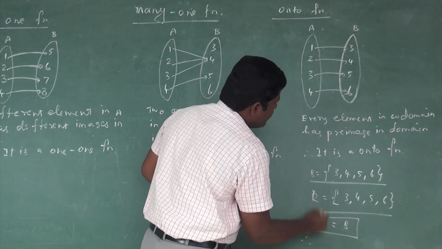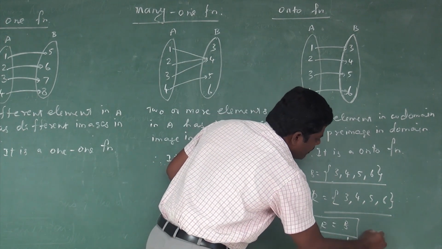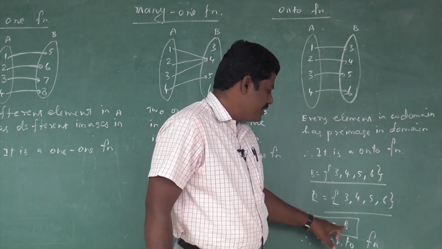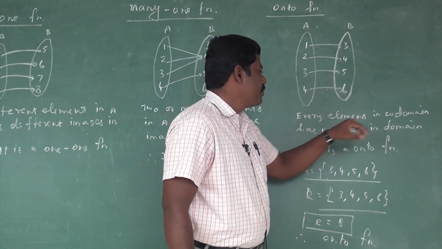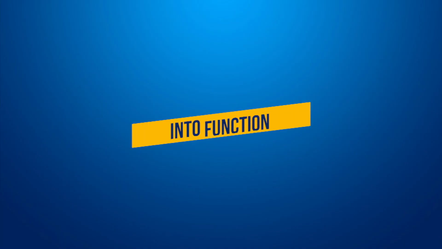So in this case we can say this is an onto function. Range equal to codomain means it is an onto function. Otherwise, by the definition, every element in the codomain has a pre-image in the domain, so it is an onto function.